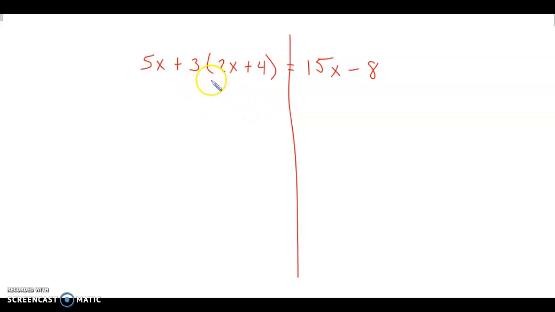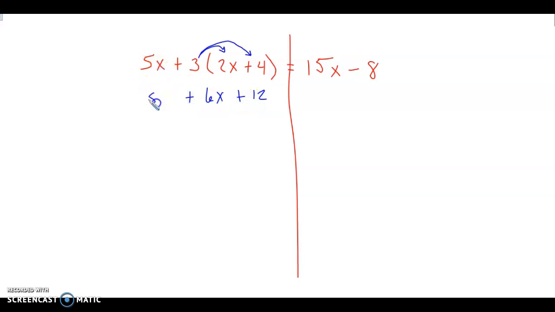So first we want to take care of the parentheses if there are any. Right here we have parentheses, so we're going to distribute the 3 evenly to everything inside the parentheses. 3 times 2x gives us 6x. 3 times positive 4 gives us positive 12. Over here it was a positive, so these all stay the same. If it was a minus 3 or negative 3, these would have been the opposites.